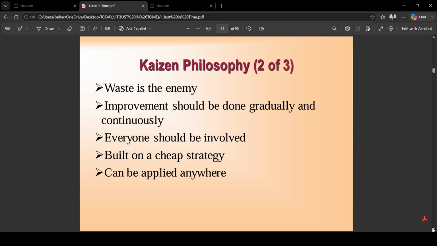Kaizen philosophy: waste is the enemy. Improvement should be done gradually and continuously. Everyone should be involved in improvement. Build on a cheap strategy. It can be applied anywhere.